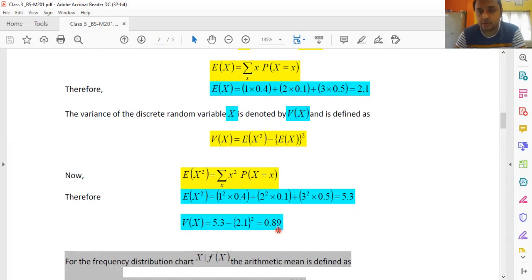But the question is, what is happening over here? What do we actually mean by the expectation and variance of the random variable? So let us try to find this out.